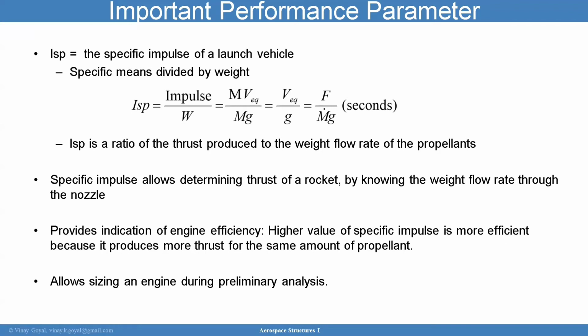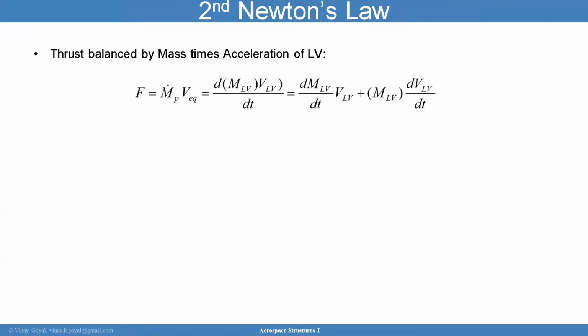The specific impulse allows determining the thrust of the rocket by just knowing the weight flow rate through the nozzle. It provides an indication of engine efficiency. Higher values of specific impulse are more efficient because they produce more thrust for the same propellant. So with the same propellant, having higher ISP is better, and you'll be working through some of that. It allows us to size an engine during preliminary analysis, and it can help you determine if you have the right engine size for your application.